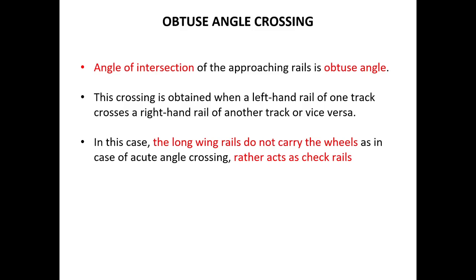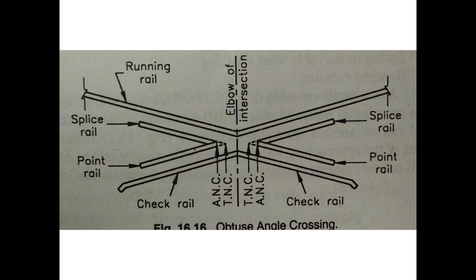We will see the image and the diagram. See, this is the obtuse angle crossing. These are the splice rails and a point rail. This combination is splice rail. The angle between this is greater than 90. These are the running rails. These are the check rails. Okay. This is the image showing the obtuse angle crossing diagram.